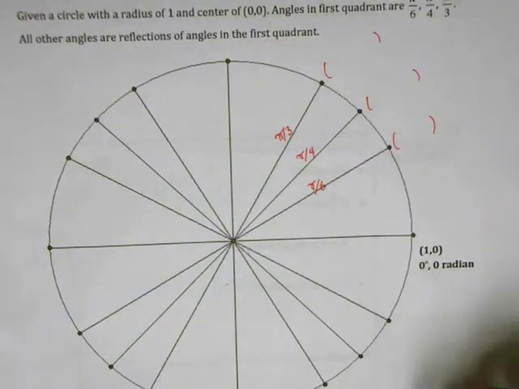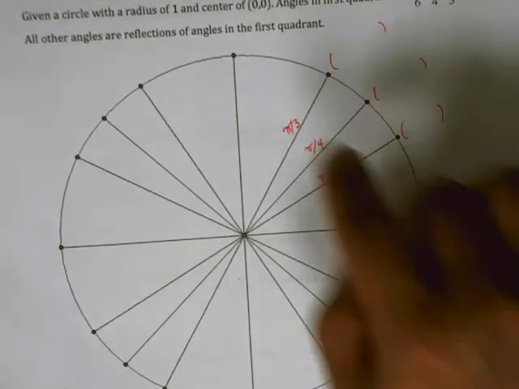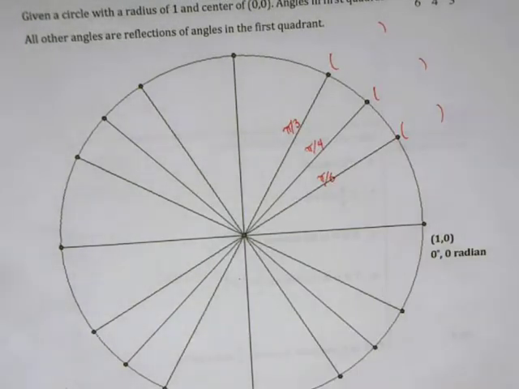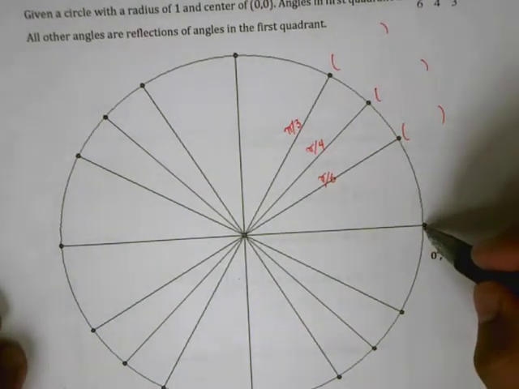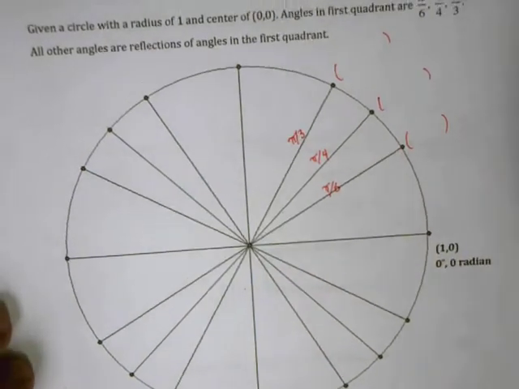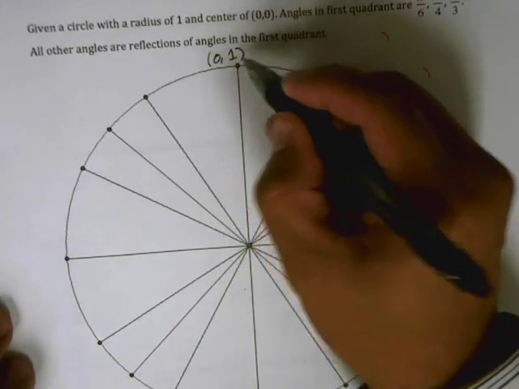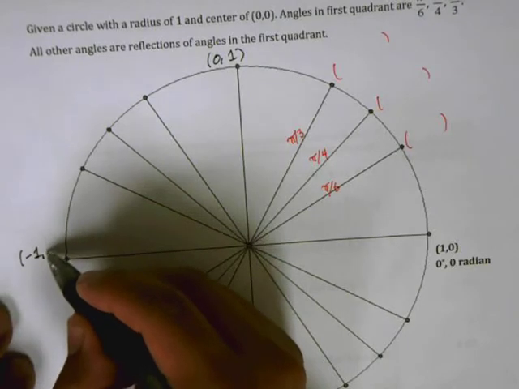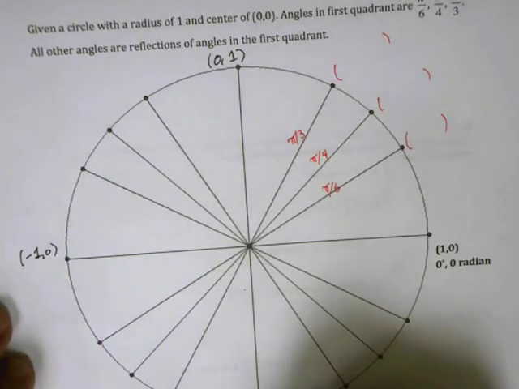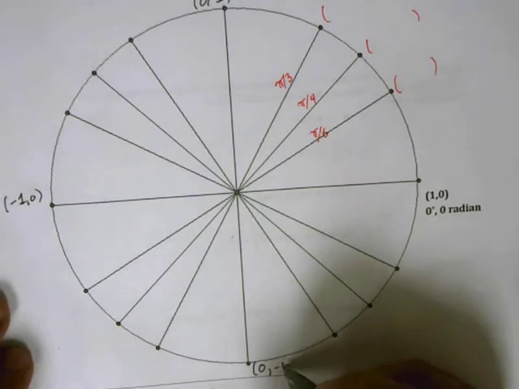Okay. And so it's probably best if we just start out with the ones that are on the axes themselves, because those are probably the quickest, fastest way to get these. The radius is 1, so this is 1, 0. That's already given to us. Up here, this is 0, 1. On the left, this is negative 1, 0. And at the bottom, this is 0, negative 1.